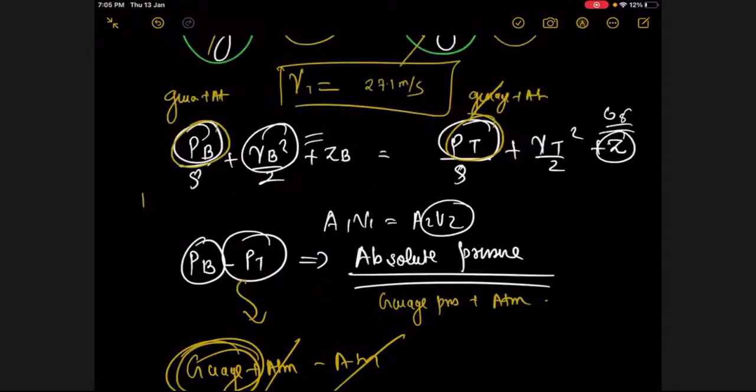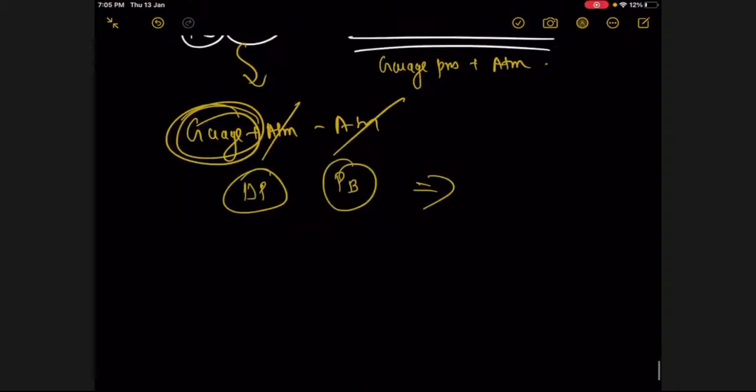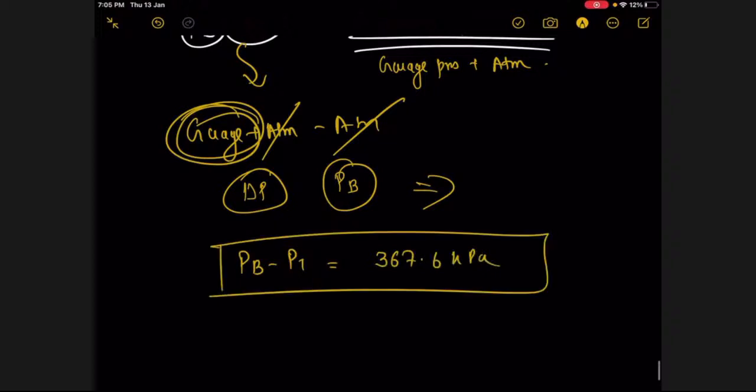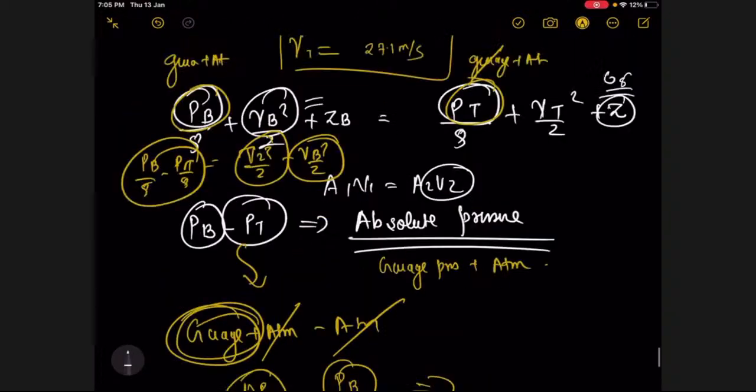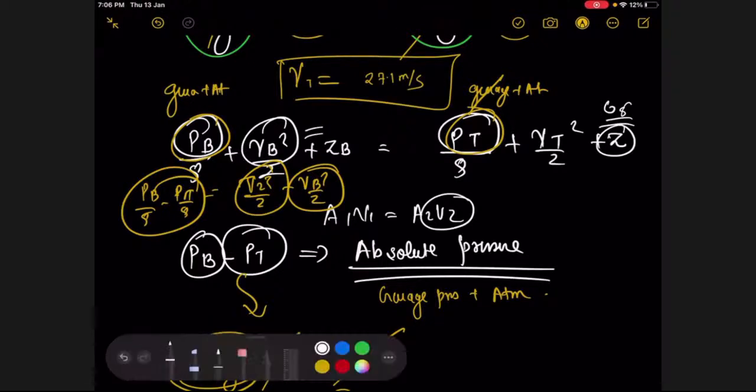PB by rho minus PT by rho equals VT square by 2 minus VB square by 2. This will give you the direct answer. If you do this, PB minus PT will give you 367.6 kilopascal. Calculating the answer is not important. What is important is how you calculate and what the approach is. You should not be confused between absolute pressure and gauge pressure, and when pressure terms will be cancelled and when they will not. You should take care of everything.